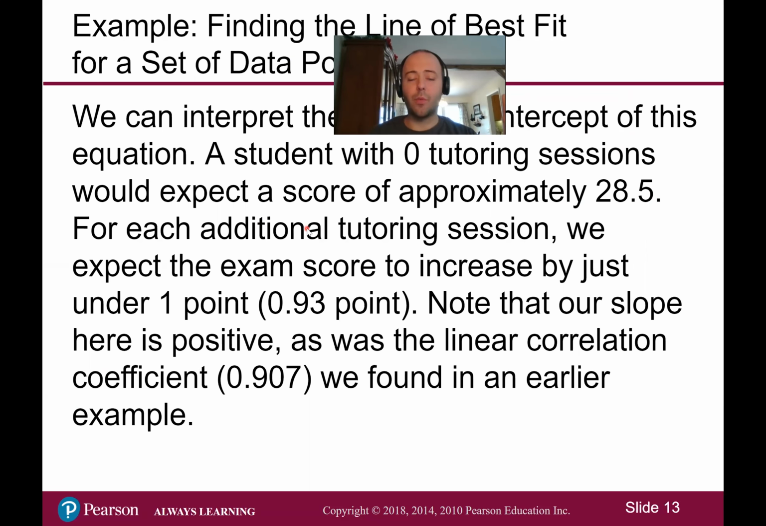And then the slope, 0.93, or as a fraction 0.93 over 1, for every one additional tutoring session, we expect the exam score to increase by about 1 point. Because 0.93 is close to 1, we're interpreting that by rounding to the nearest whole. So that's kind of a slope of 1 if we think of it in a rounded way. That's the interpretation of what that means in context.